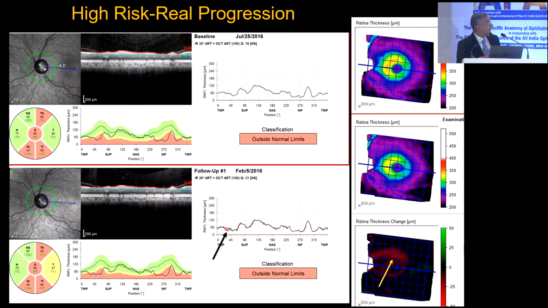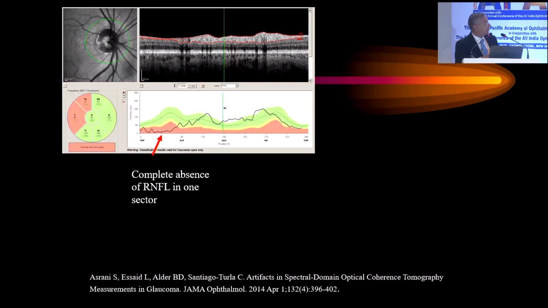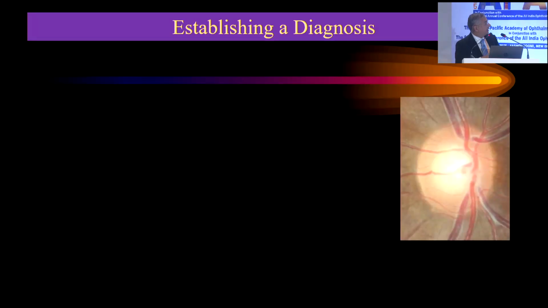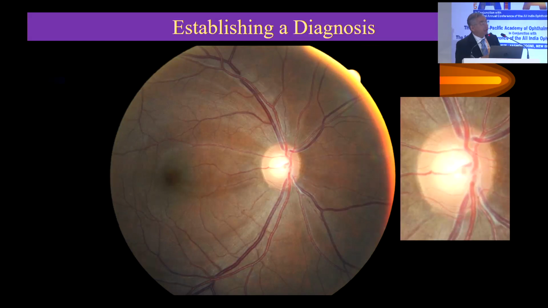change. And then there is this high risk glaucoma progression where you can see a change in the temporal area, very close to the fovea, that will affect inferotemporal visual field losses. We'll skip a few of these and go to establishing a diagnosis.